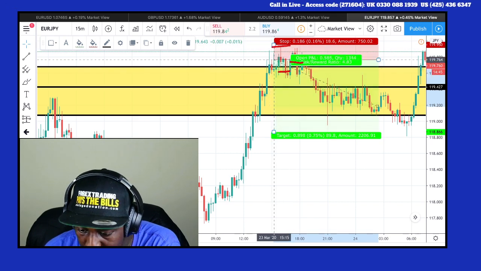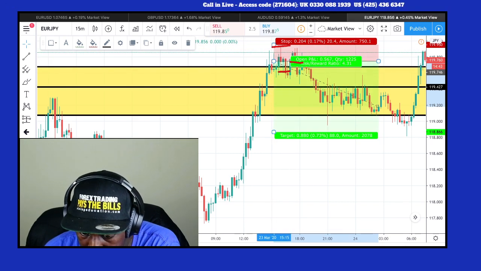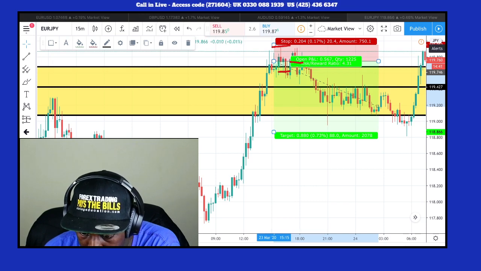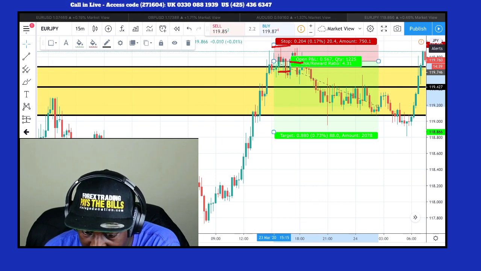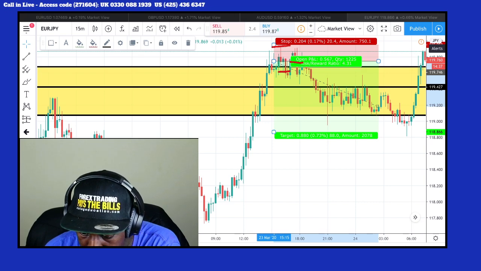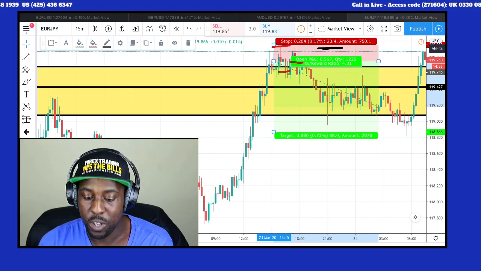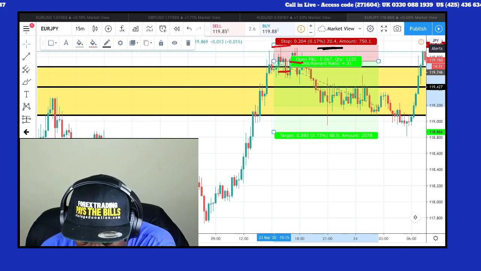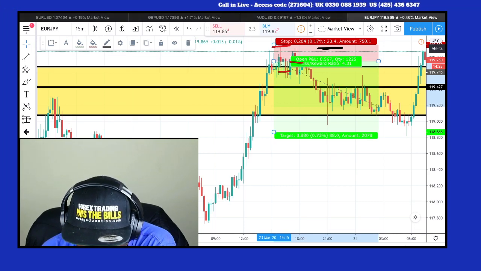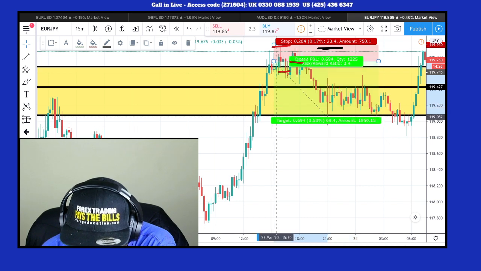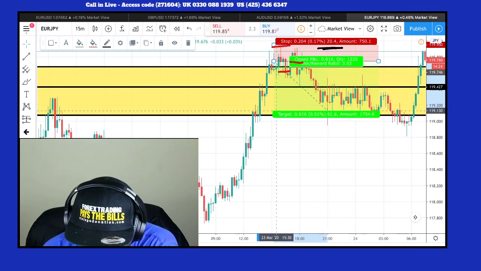Okay. Now we're dealing with a 20 pip stop loss on the right kind of entry that I should have taken. Now with 20 pips, I need to make 60 pips at least, because we're talking about 3 to 1. And look at this. Where's 6%? 60 pips is right here.